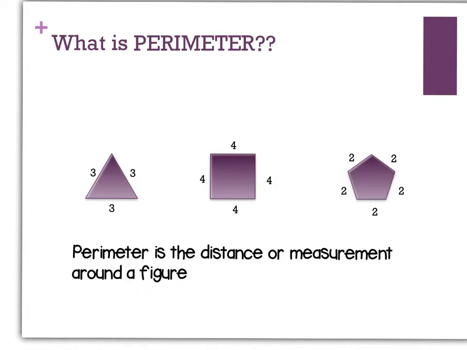So if you look at these figures, 3 and 3 and 3 is the measurement or distance around this figure. And 4 and 4 and 4 and 4 is the distance or measurement around the figure. So if I put them together, I'm going to get the perimeter. On my pentagon, I have 2, 2, 2, 2, and 2. That is the distance or measurement around the figure.